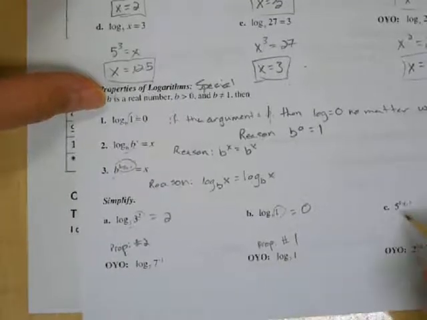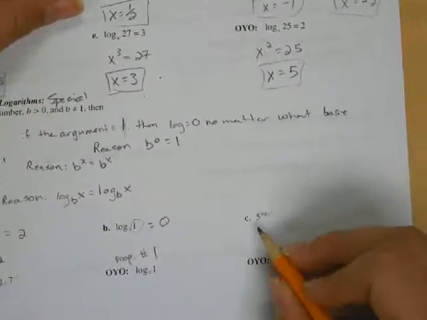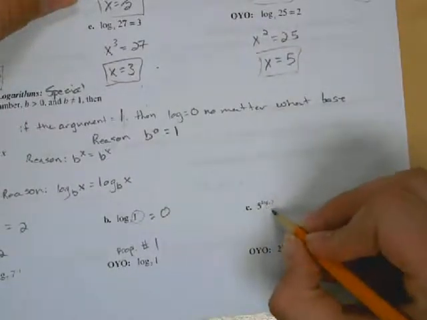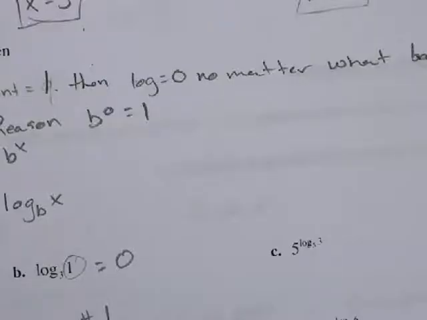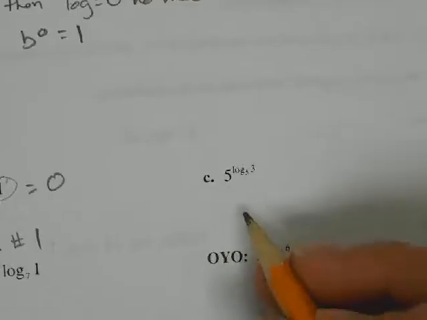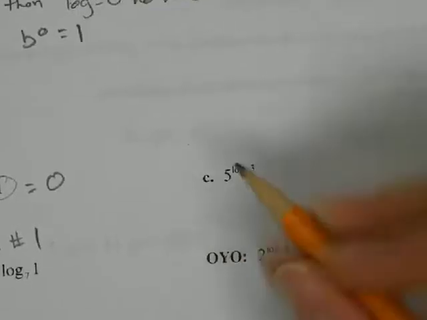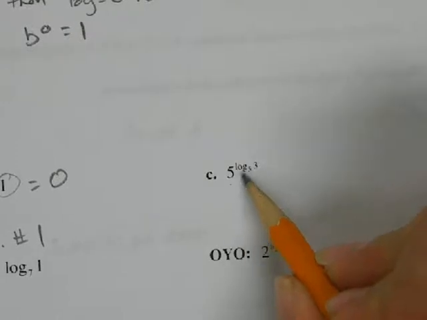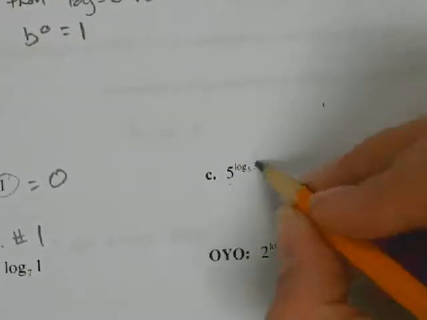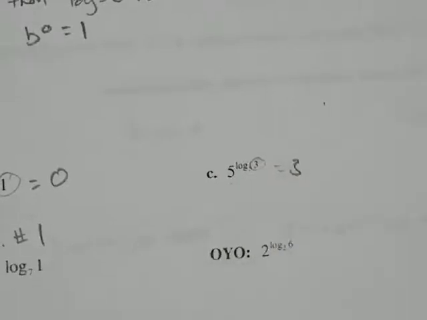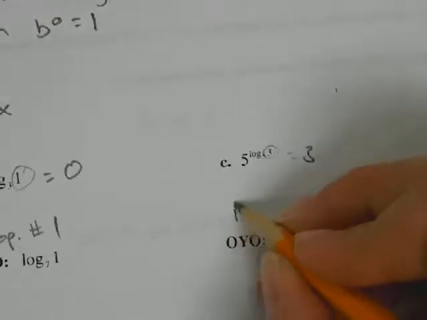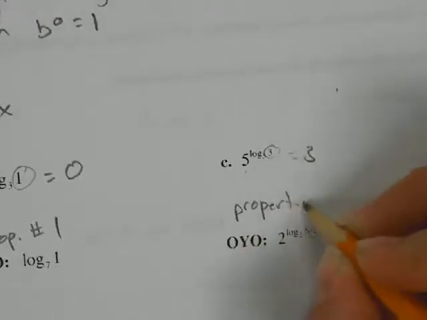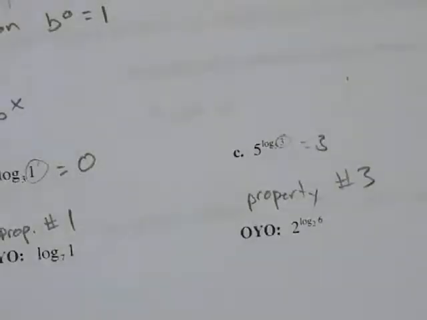And then here, I have 5 raised to the log base 5 of 3. I don't know if you can see that. See if I can zoom in a little. There it goes. So 5 to the log base 5 of 3. If I have a base and a base, they both match, then it's just equal to the argument. So this whole thing is just equal to 3. Pretty simple, pretty easy, pretty quick. That was the third property. Property number 3.